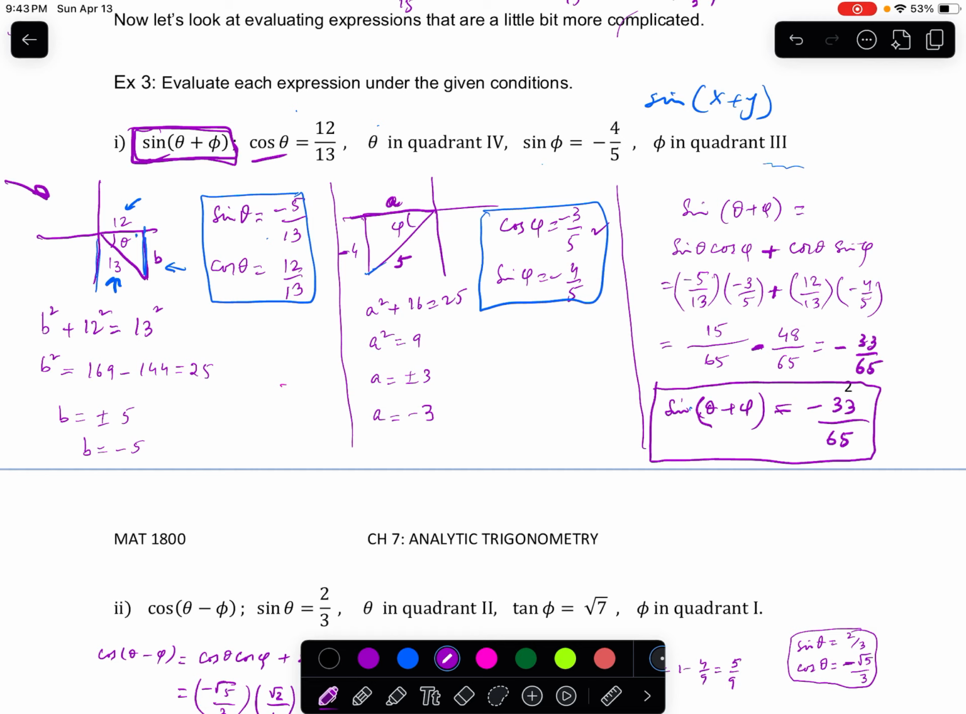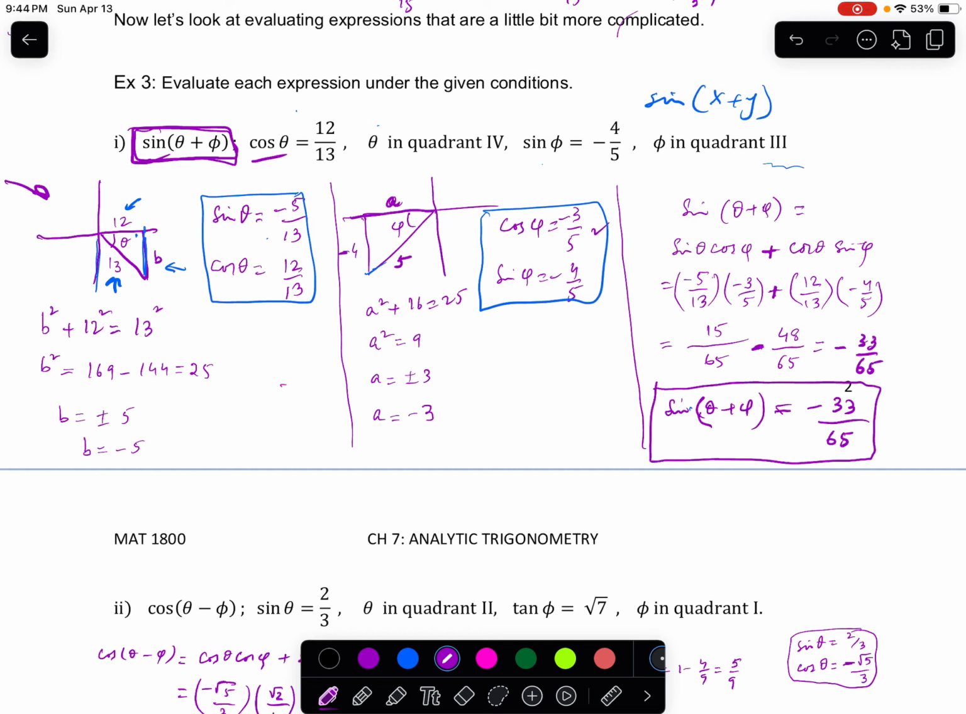Now, if you recall, sine of theta plus phi, sine of theta minus phi, cosine of theta plus phi, cosine of theta minus phi. These four formulas we learned, which we call the sum or difference formulas, and they involve the sine function and the cosine function of the angle, not the rest of the trig ratios or trig function values. So our goal is to find the sine of theta and cosine of theta and sine of phi and cosine of phi.